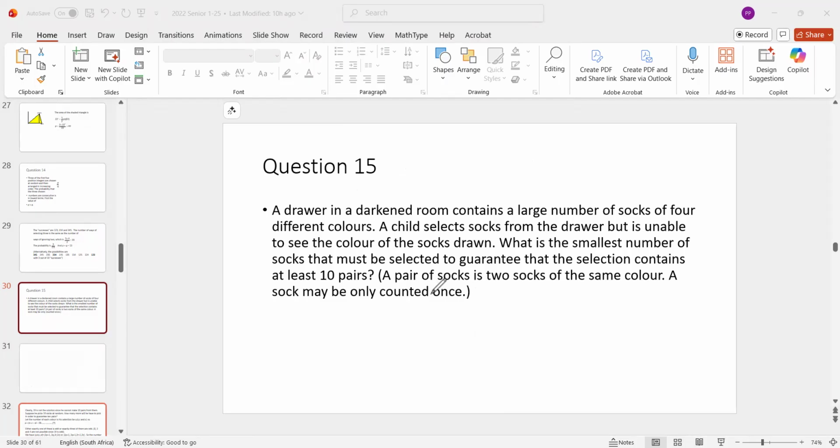A drawer in a darkened room contains a large number of socks of 4 different colors. So this room has got a large number. Well, evidently this should be in a box. Why? They should say in a drawer. Forgive me. So this drawer has got a large number of socks. So let's just put the drawer down somewhere. It's got socks of 4 different colors.